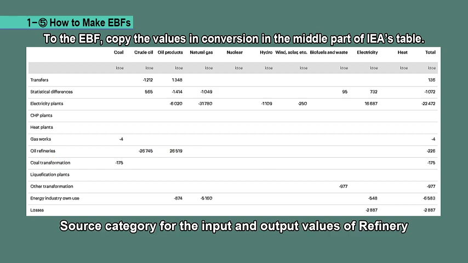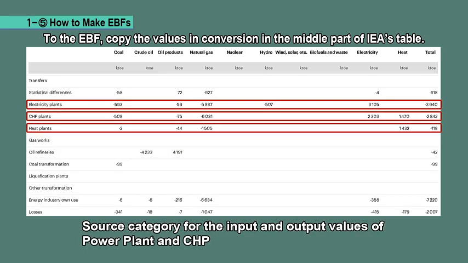As for refinery, include not only crude oil, but also energy sources used for processing in the energy industry own use row, that are oil products and natural gas as input. Copy and paste the value in the oil products column as output. As for power plant, include values in the heat plants, CHP plants, and electricity plants rows.